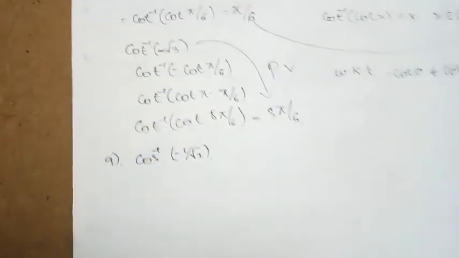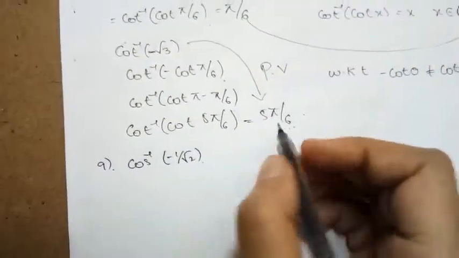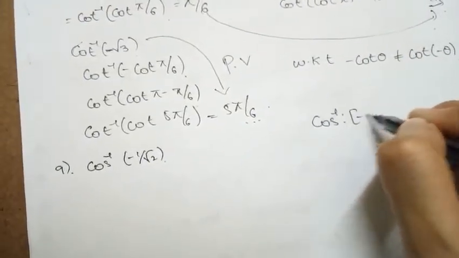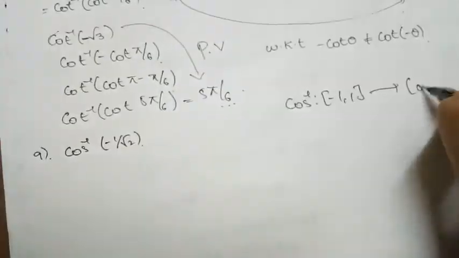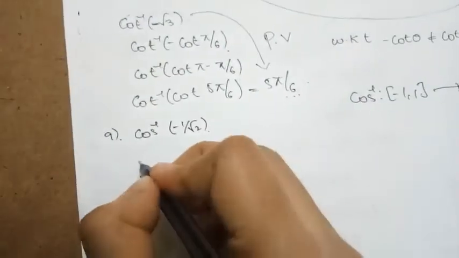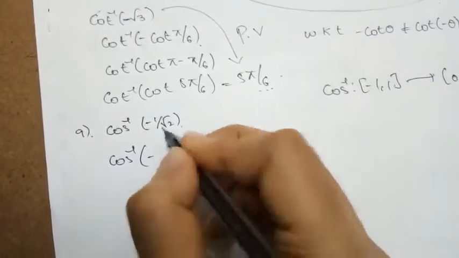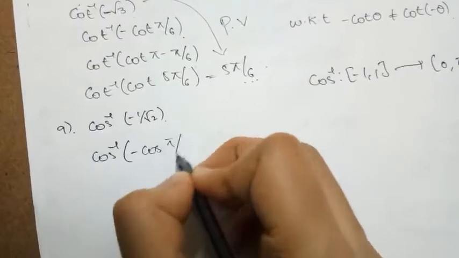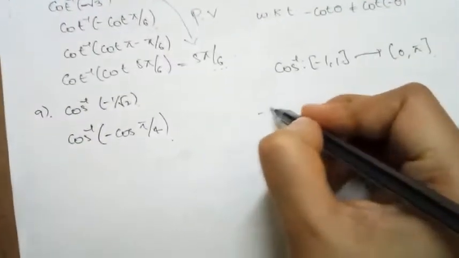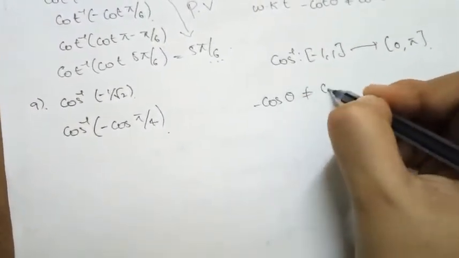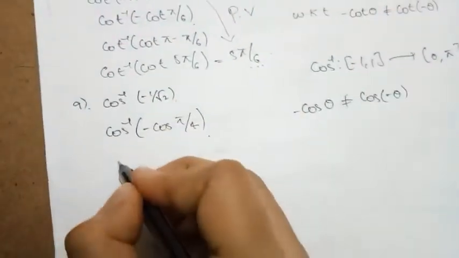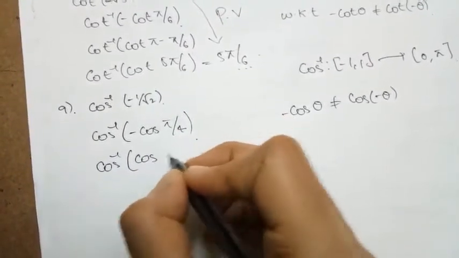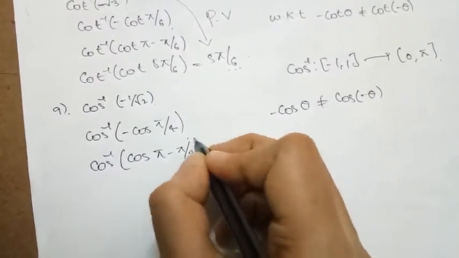Next is cos inverse of minus 1 by 2. We know that the domain and range of the cos inverse function are minus 1 to 1 and 0 to pi. So I can write it as cos inverse of minus, to which angle of cos is it 1 by 2, that is cos pi by 3. Clearly minus cos theta is not equal to cos of minus theta. So cos inverse of minus cos pi by 3, I am replacing by cos of pi minus pi by 3.